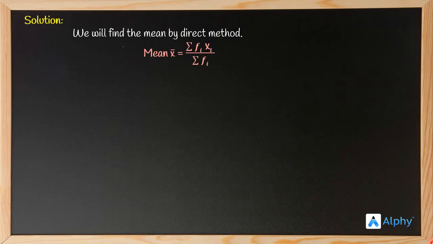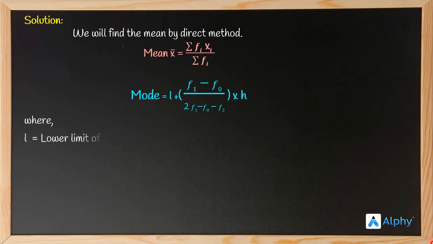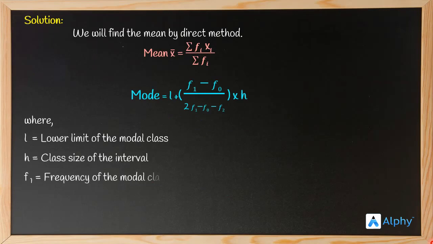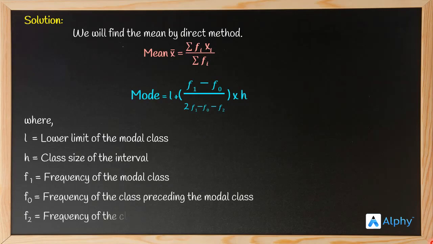And the mode is given by the formula L plus (f1 minus f0) divided by (2 into f1 minus f0 minus f2), into h, where L represents the lower limit of the modal class, h represents the class size of the interval, f1 represents the frequency of the modal class, f0 represents the frequency of the class preceding the modal class, and f2 represents the frequency of the class succeeding the modal class. Now let's find out the mean of the data first.